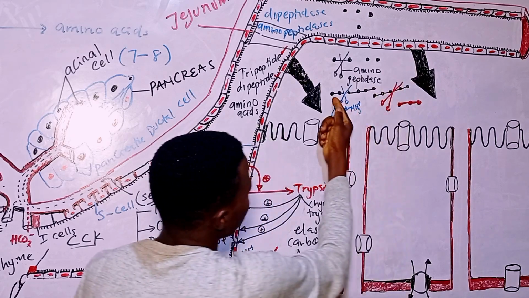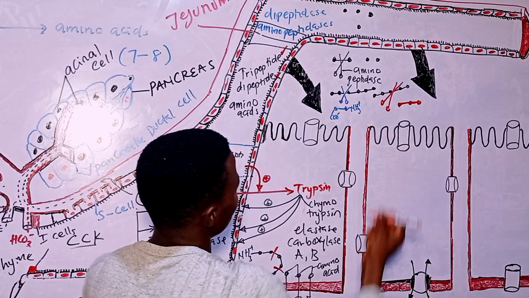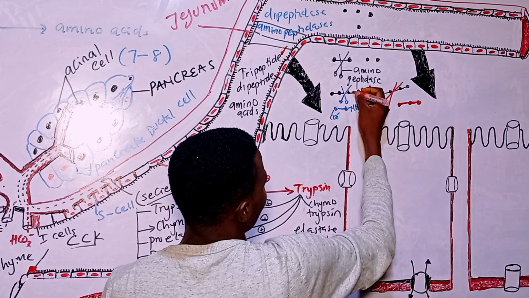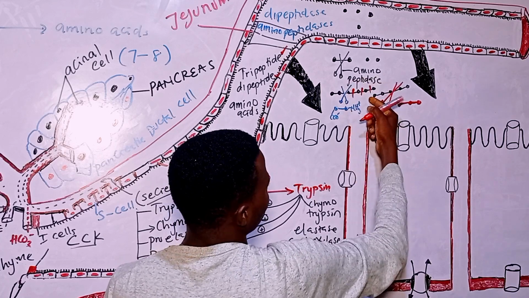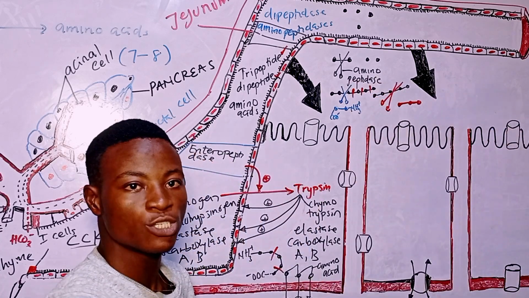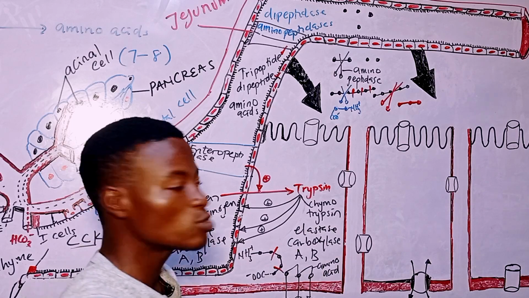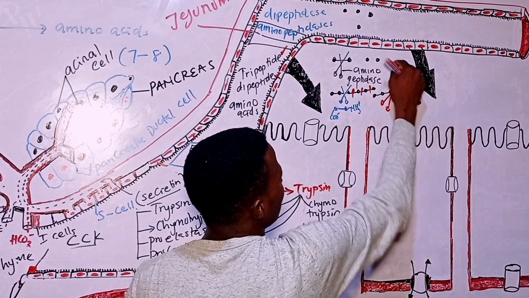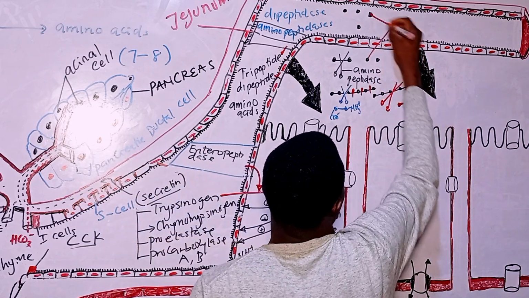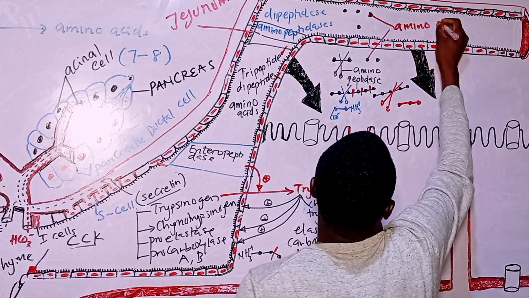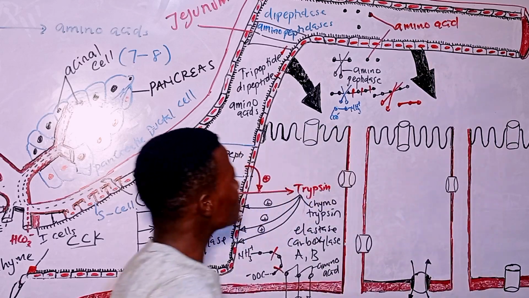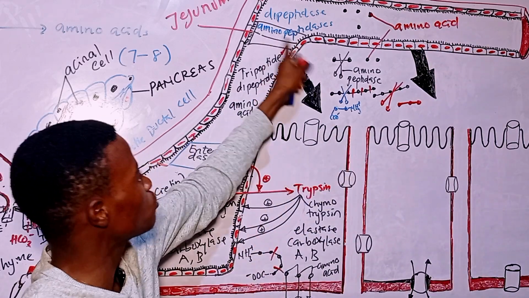Then aminopeptidase will start chopping off, start cutting them at the end. That's aminopeptidase. The result of the action of aminopeptidase is going to be free amino acid, and that's basically what you're seeing here, amino acid. So that's the result of the action of aminopeptidase.